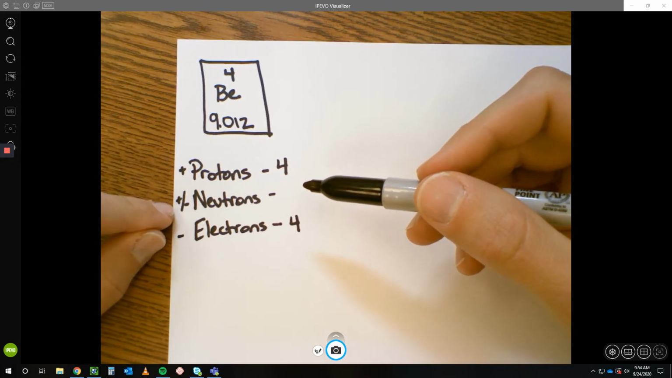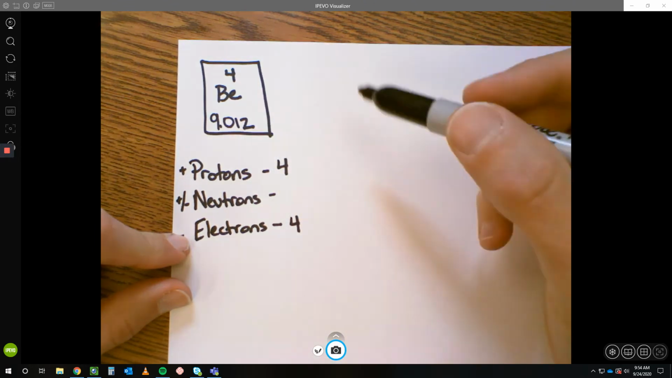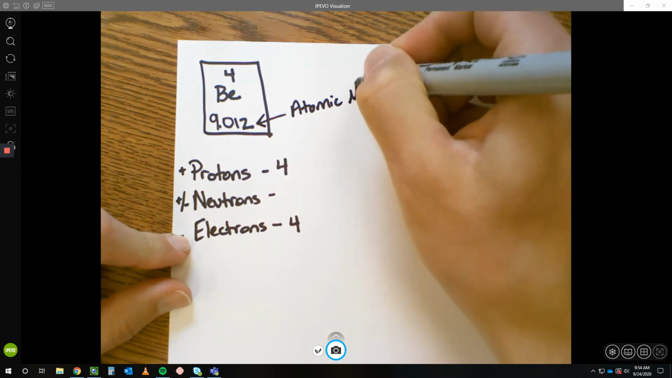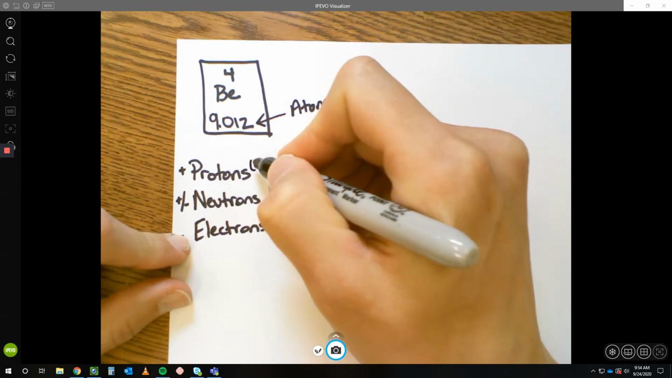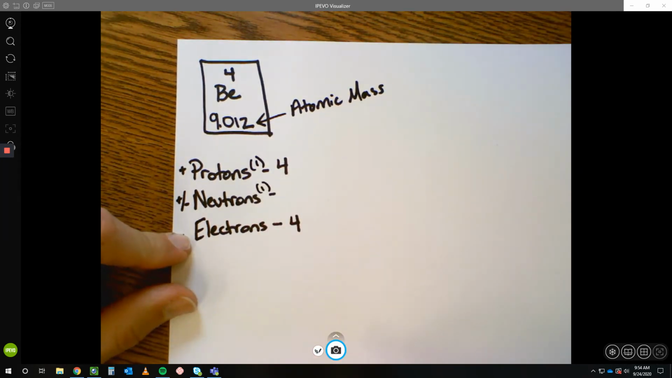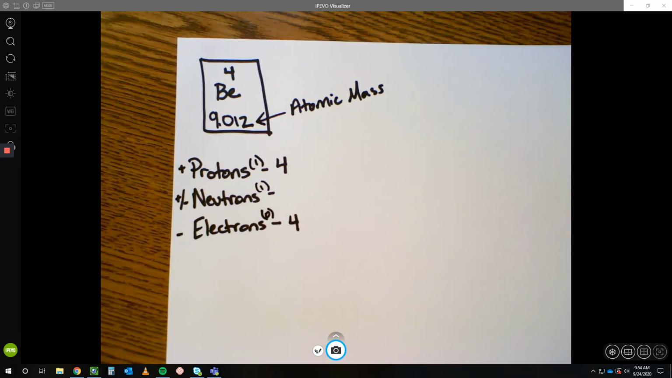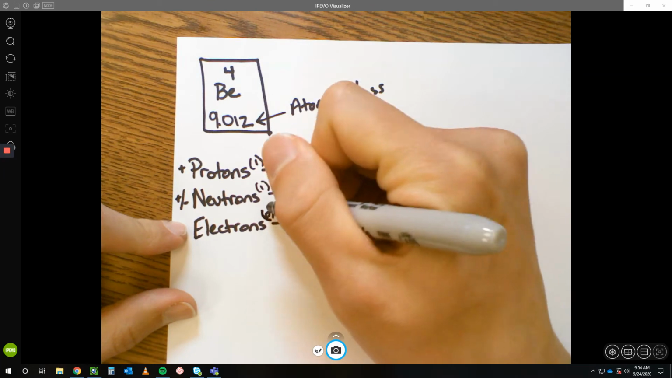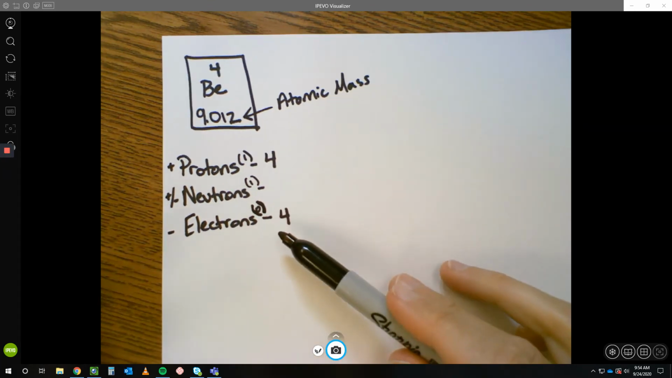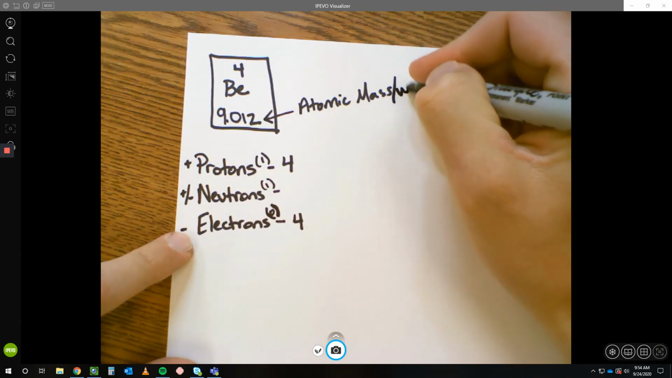Now for neutrons, this is where it gets a little bit harder. This 9.012 is the atomic mass. Each proton has an atomic weight of 1, each neutron has an atomic weight of 1, and electrons are pretty much 0. They're actually 1/2000th. So that's not a 6, that's a 0. Since electrons are practically 0, we ignore them for atomic weight. For the atomic weight, or mass, I'll write weight there too.